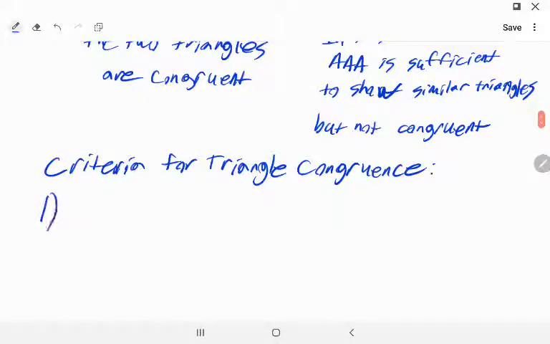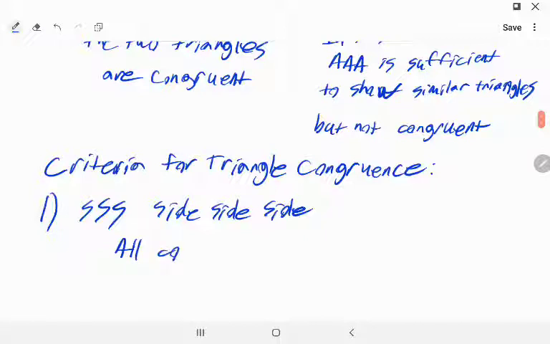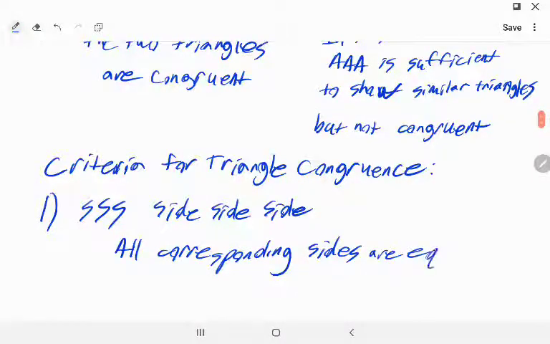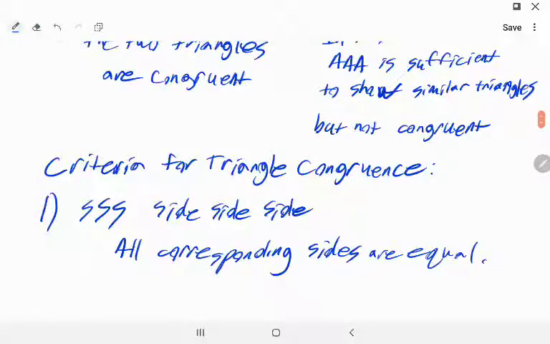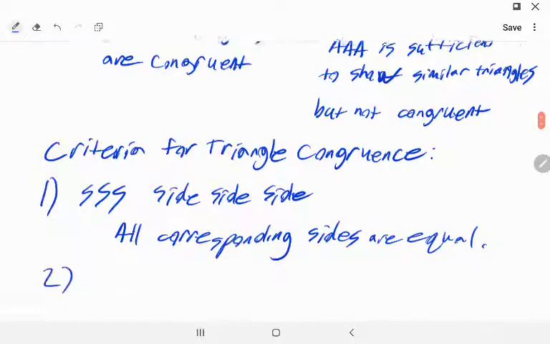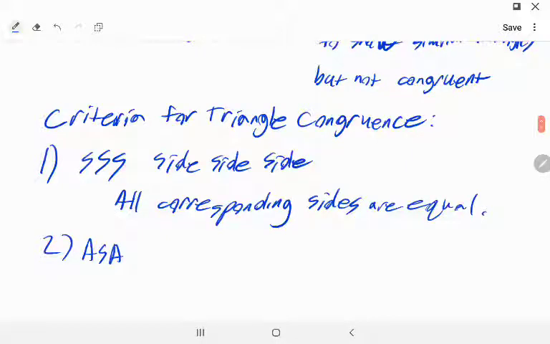We have side, side, side that we just saw. Side, side, side: all corresponding sides are equal. Case 2 is angle, side, angle. So ASA, this is angle, side, angle.